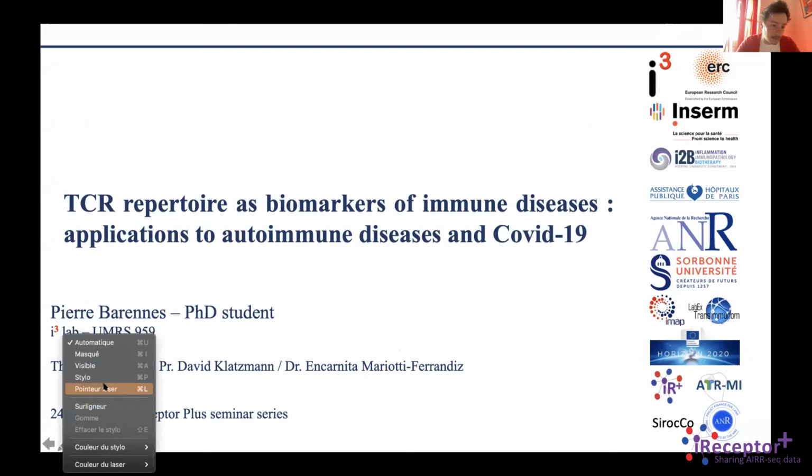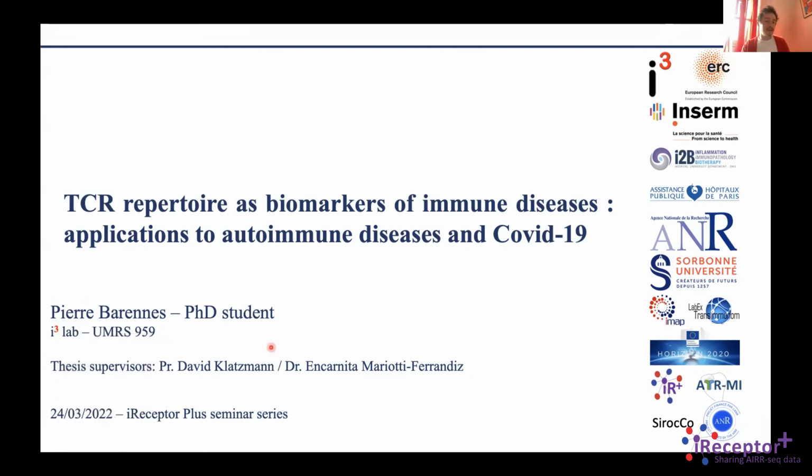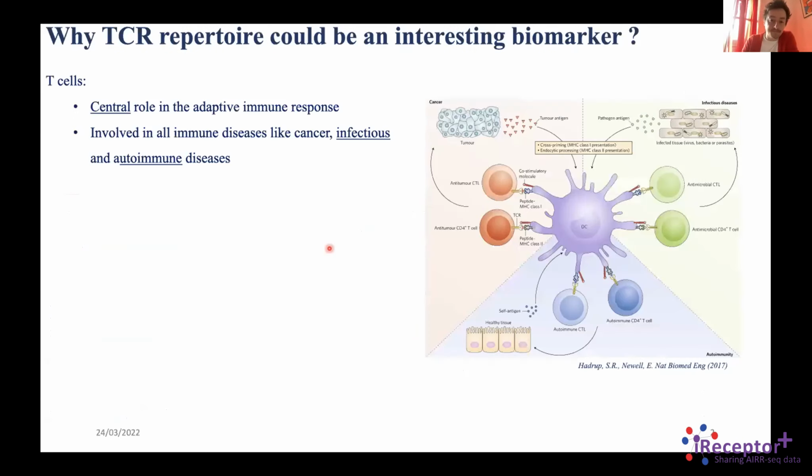Okay, so thank you for the invitation. So I'm Pierre Barennes, PhD student in David Klatzmann's laboratory, and I will present TCR repertoire as a biomarker of immune disease with two examples. One case in COVID-19 and in autoimmune disease.